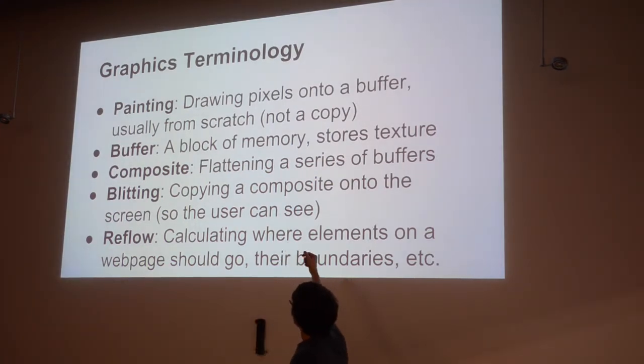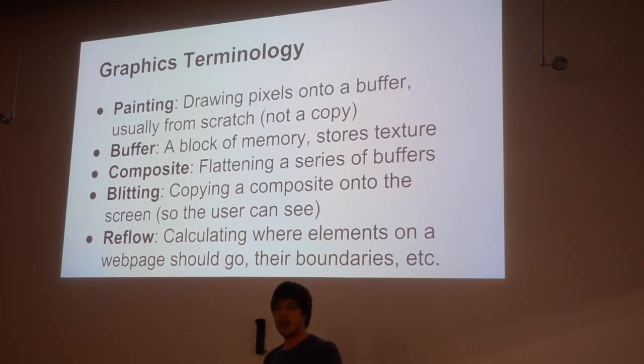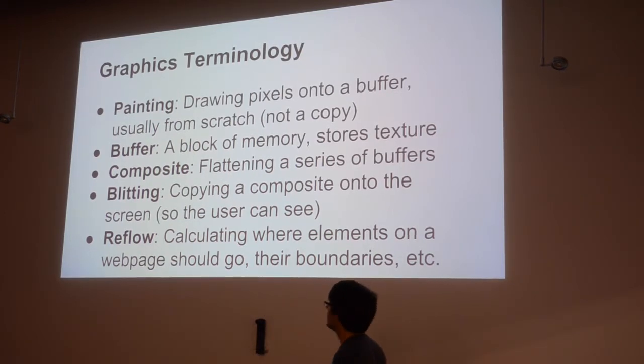So first of all, painting. Painting is drawing pixels onto a buffer, usually from scratch. And this is very analogous to how an artist would paint on a canvas. It takes a long time, it's drawing something from scratch, and it's using a canvas, which in this case is our buffer. And you can think of those two analogously as well.